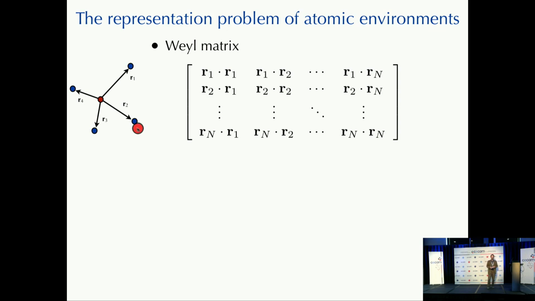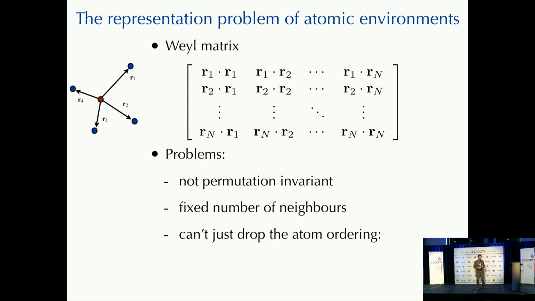So the Weyl matrix, this matrix of distances on the diagonal and dot products, so angles, on the off diagonal, is the canonical set of invariants which completely characterizes the neighborhood. But it's really a very bad idea to deal with these invariants, because this matrix is not permutation invariant. If I list two of the neighbors in a different order, then the appropriate rows and columns of this matrix are going to permute. So if I have a function of this matrix, it's not going to be automatically invariant. By constructing the matrix, I have fixed the number of neighbors. I can't solve these problems by dropping the atom ordering.